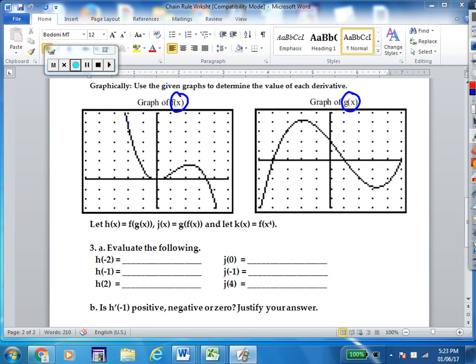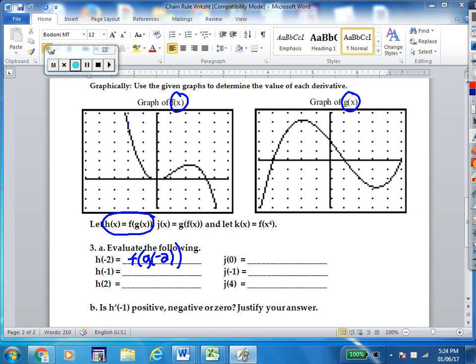All right, the first thing I want to make sure to review from pre-calc is how to evaluate a composite function. So in number 3, we're not even taking the derivative. We're just going to evaluate h of -2. Well, h of x is right here. It's equal to the composite function f of g of x. So what they want you to do is to evaluate f of g of -2. That's really what they want you to do.